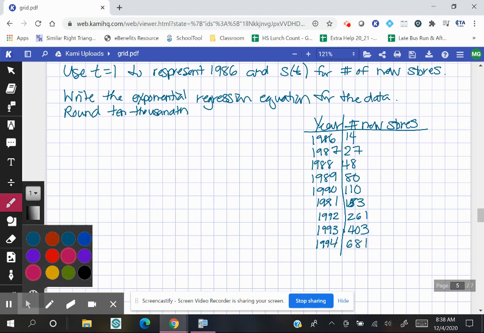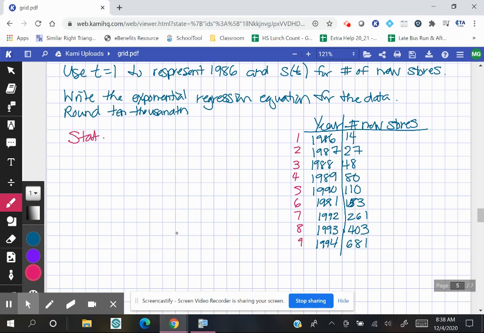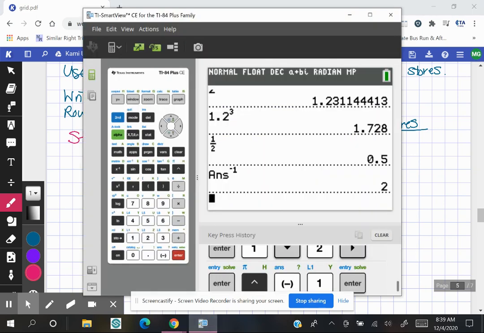So again, you want to use t equals 1 is 1986, so this would be your 1, then 2, 3, they're just going up by ones. So that's what we want to use in our calculator. Really important to write out your steps for your calculator, just like you did in algebra for linear regression. So you're going to go to Stat, then Edit, and then in for L1, we're going to type in our 1 through 9. And in for L2, we're going to type in the number of stores. So pause your video to do that.